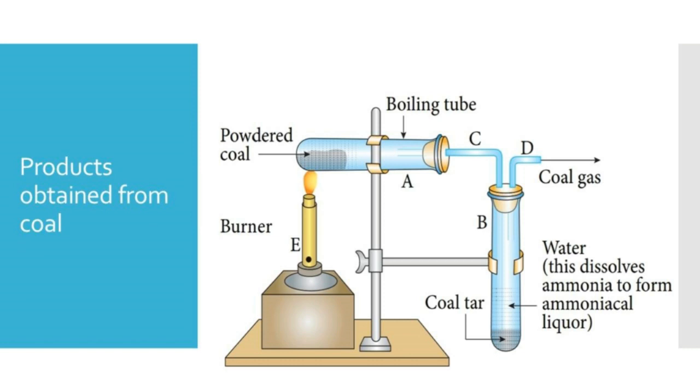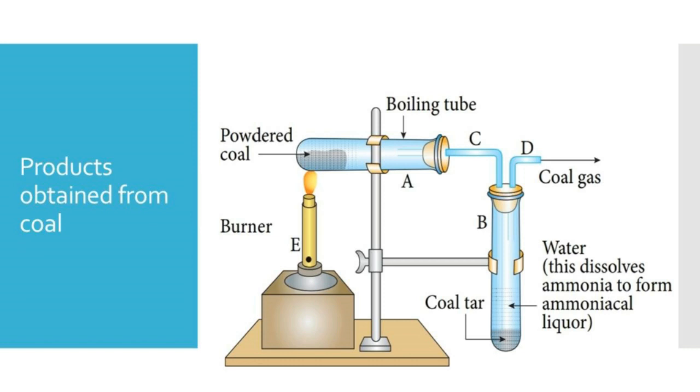At a particular temperature, coal breaks down to produce coke, coal tar, ammonia, and coal gas. Coal tar is deposited at the bottom of the second tube and coal gas escapes out through the side tube. Ammonia produced is absorbed in the water, forming ammonium hydroxide. Finally, a black residue called coke is left in the tube.